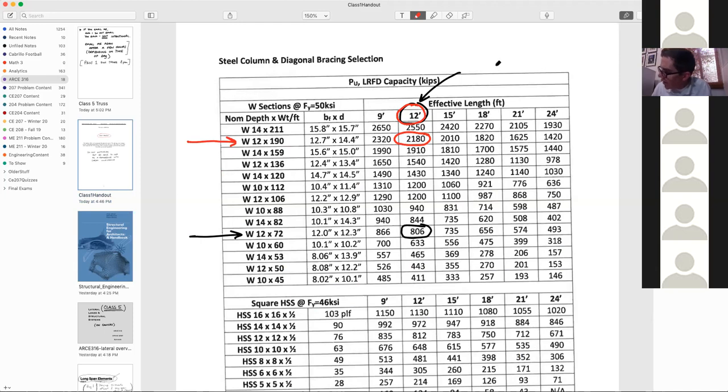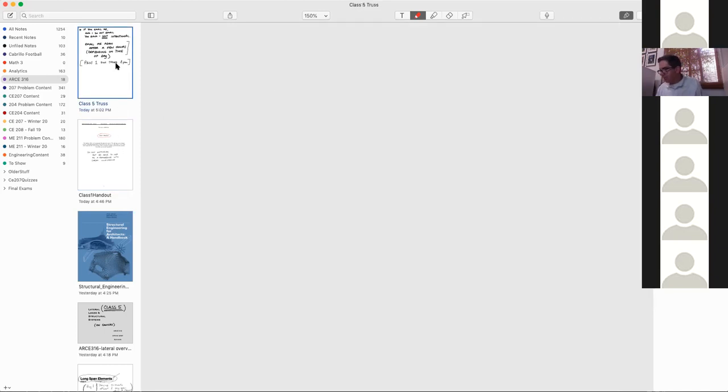Now, if we used 15 feet instead of 10 feet, which would be available to us, you can see the trade-off here is that we would have to use a larger section. We'd use a W14 by 211. And so I'll go back to the sketch here and we'll finish up.